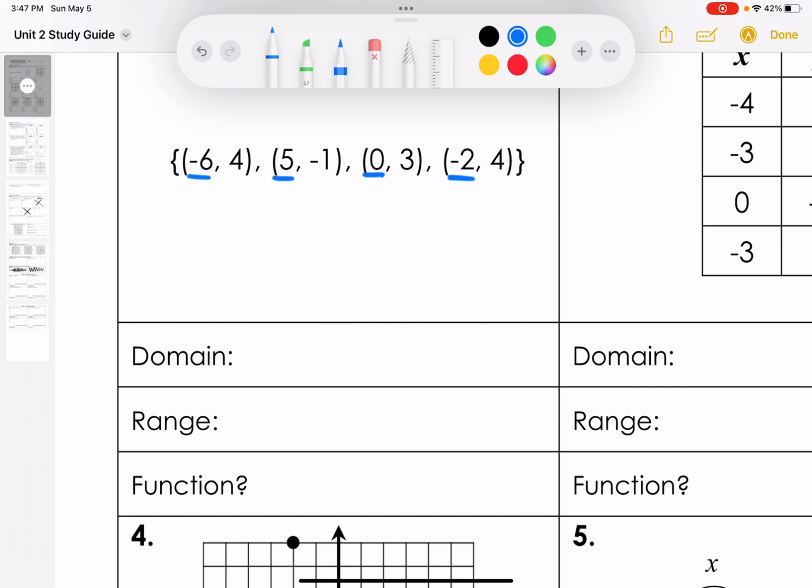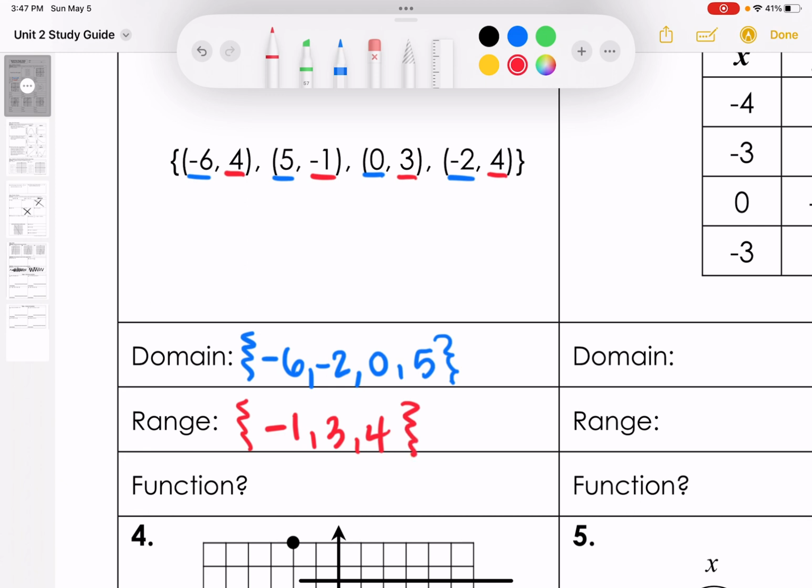So when I write the domain, I'm going to use my squiggly brackets to make a list, and then I'm going to list them from smallest to largest. So -6, -2, 0, and 5. All right, then my range is my y values. So I'm also going to use squiggly brackets, and I'm going to write those smallest to largest.